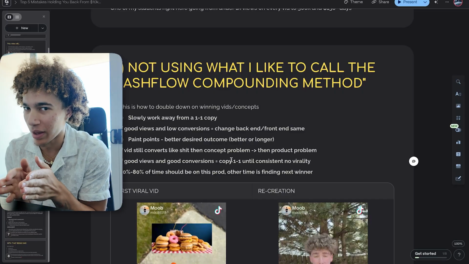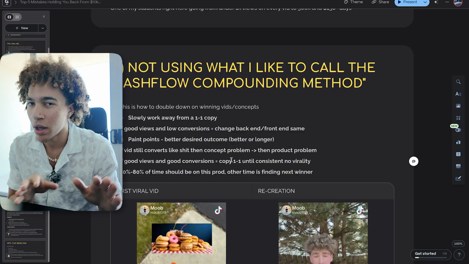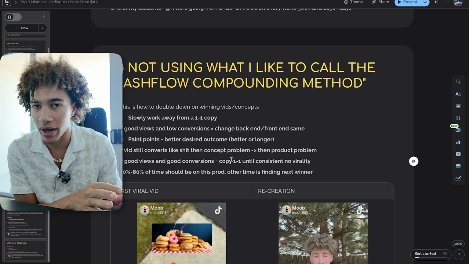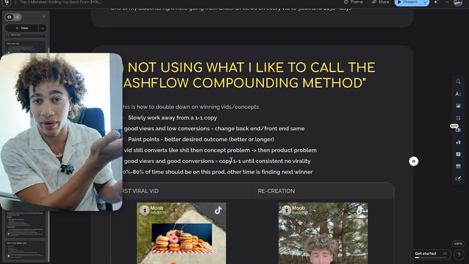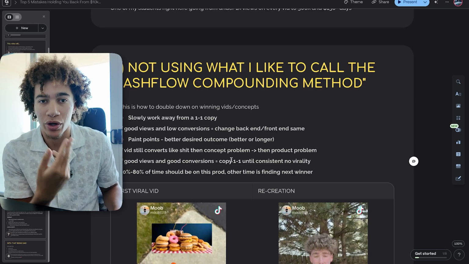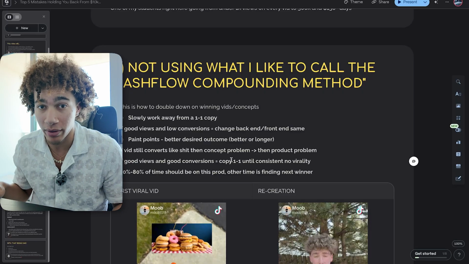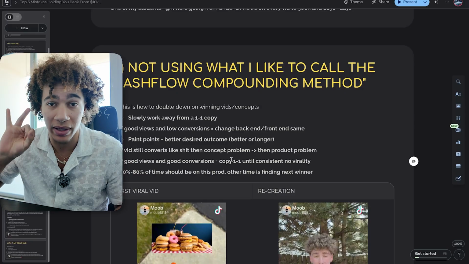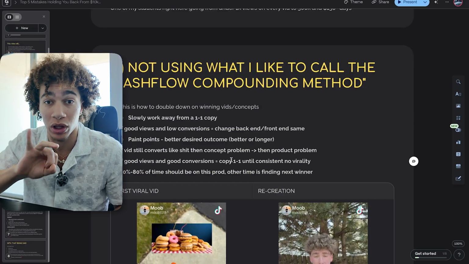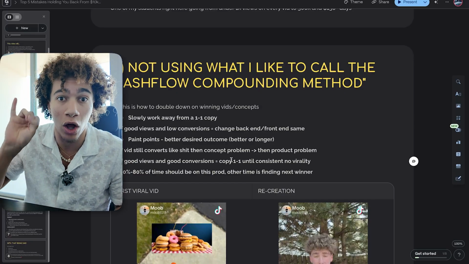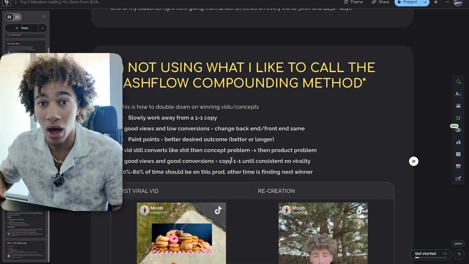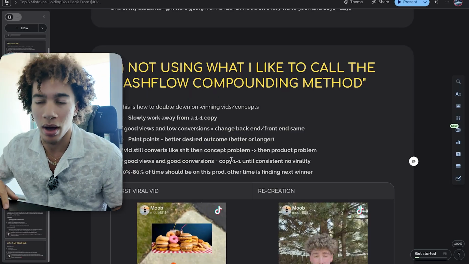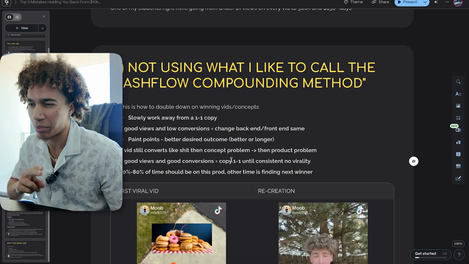You see kind of how that plays a part, because if the video is not converting, the front end is typically good, right? It's more than likely good because that actually generated a lot of views. That's why you got a lot of views, because you hook people in, you generate curiosity. But if it's converting poorly, what you did wrong is you didn't sell the product well enough. So you didn't have deeper pain points, you didn't have a good enough desired outcome, or they weren't long enough, right? You didn't go over the pain points enough, or you didn't go over the desired outcome enough. You kind of see the difference between better and longer.